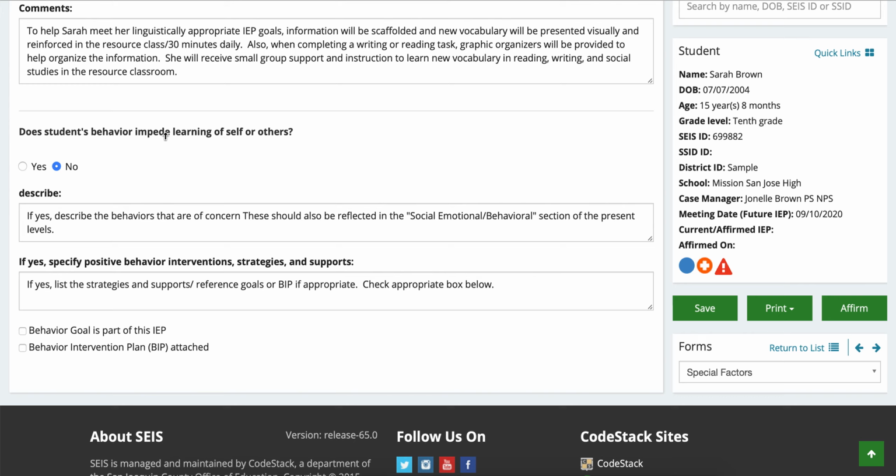So if they are impeding the learning of self or others, you're going to indicate so here, and then you're going to describe it. If yes, specify the positive behavior intervention strategies. You want to describe a little bit of it, but then you're also going to say whether or not you're going to be creating a goal, or if the behaviors are significant enough that you're going to need to create a behavior intervention plan. All right. If you need more support in the development of behavior intervention plan, you can go ahead and look on the Special Education Online Handbook, but the development of the BIP should be coming initially from the case manager with support from the school psychologist.